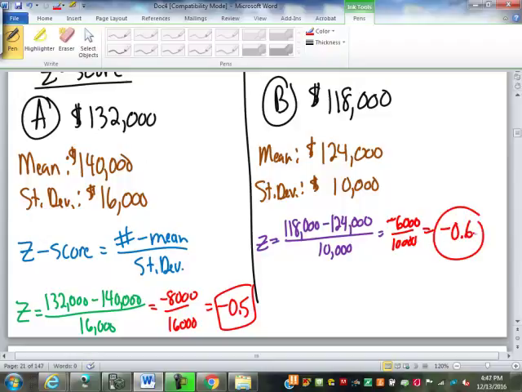Again, the negative means it's below the mean, but it's 0.6 of a standard deviation below the mean. So compared to its own area, this house is cheaper because it's more standard deviations below the mean in that area. Does that make sense?